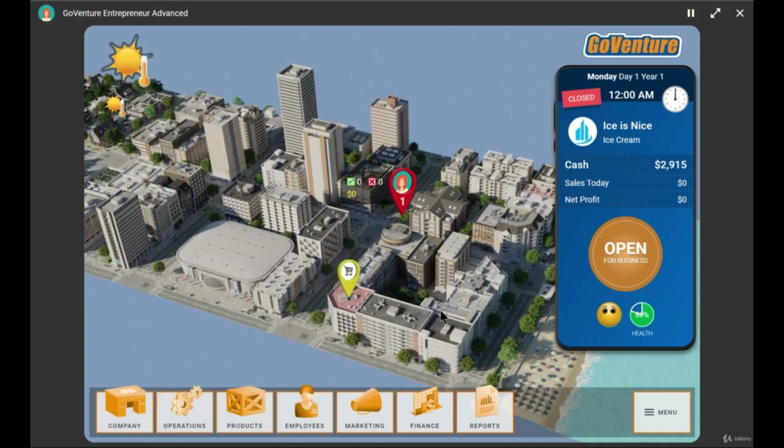So what we're going to do now is continue and actually run this business and see what happens. We've got our products, we've got our inventory, we've got our kiosk, we're located here in the shopping center. Let's go ahead and open for business and watch customers come.